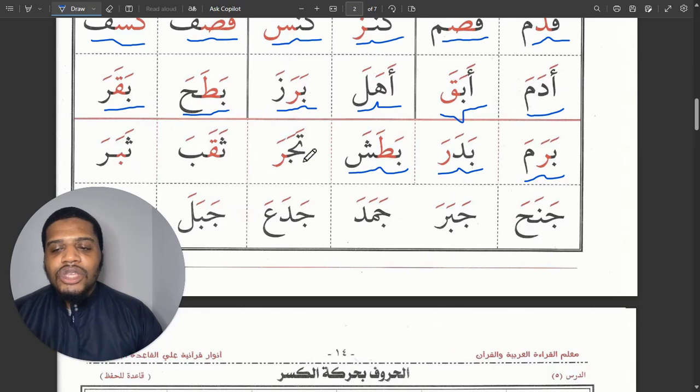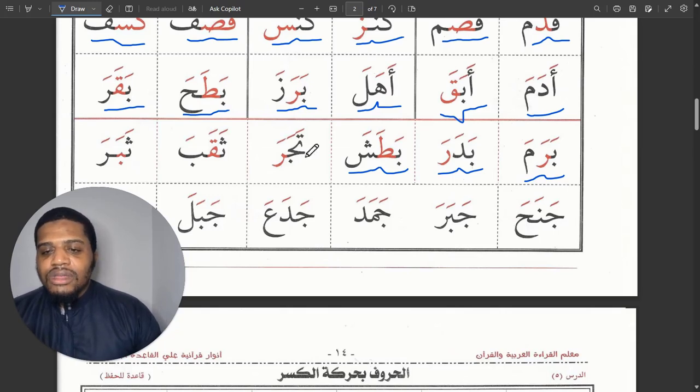Batasha. So here, if we can just look at this. So in the Arabic language, sometimes, and in the Qur'an, you will find that there are certain types of writing. There are different types of writing, and it's just there to beautify the writing and make it look nicer.